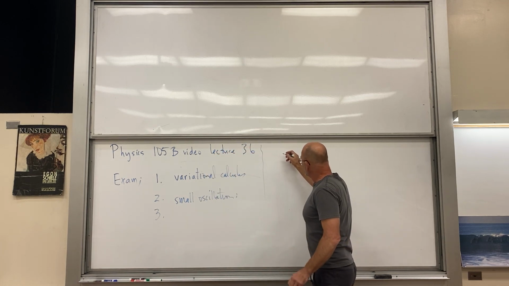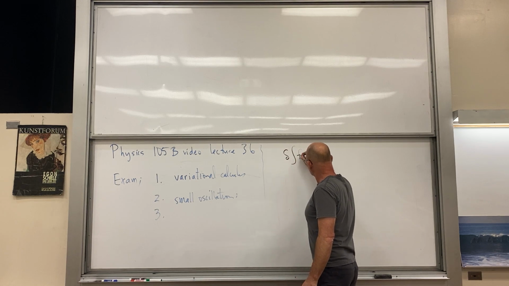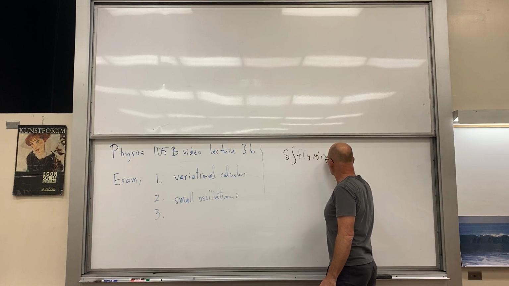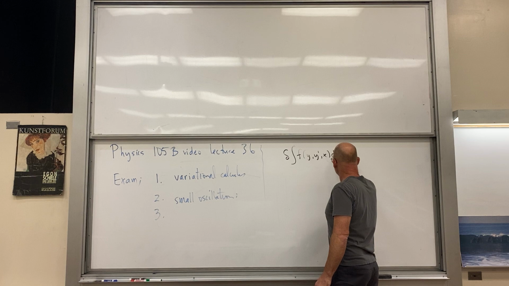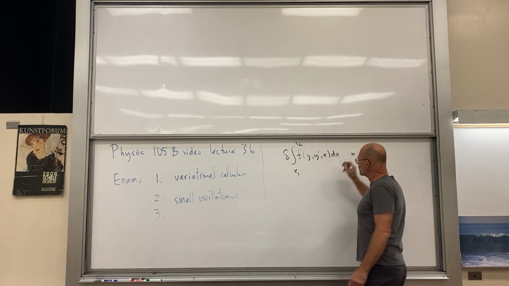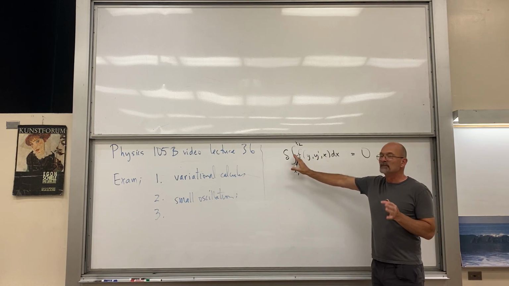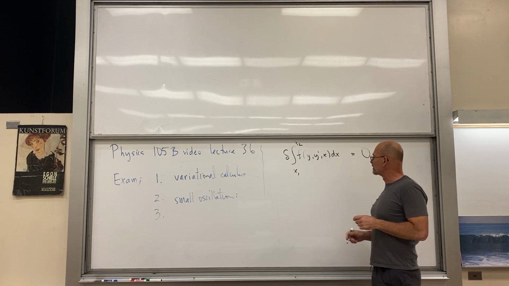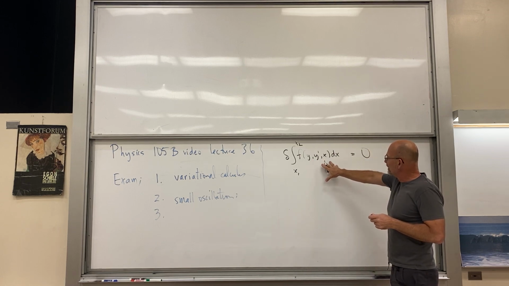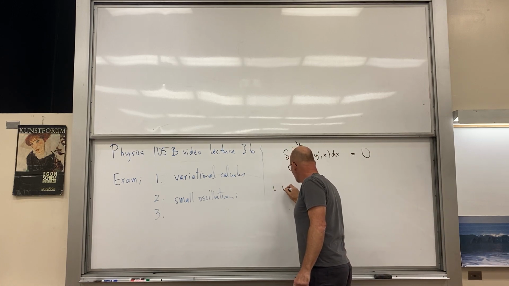The type of problem I'll give us is based on the variation of the integral of f of y, y prime, x, dx, from x1 to x2 equals 0. So we have some kind of minimum or extremal principle. Under these circumstances, we have, first of all, the Euler-Lagrange equations.